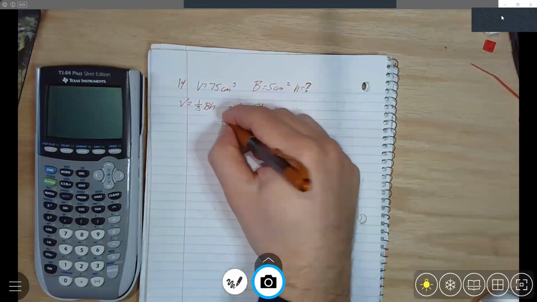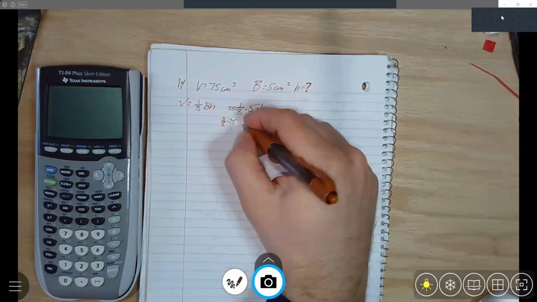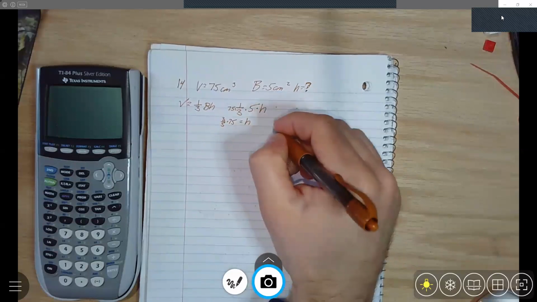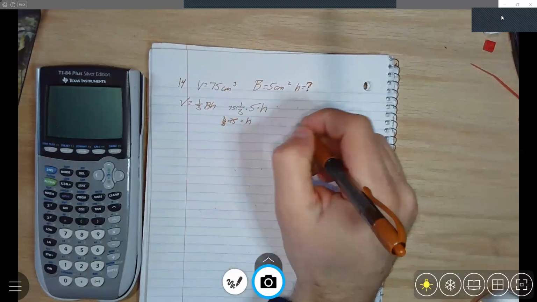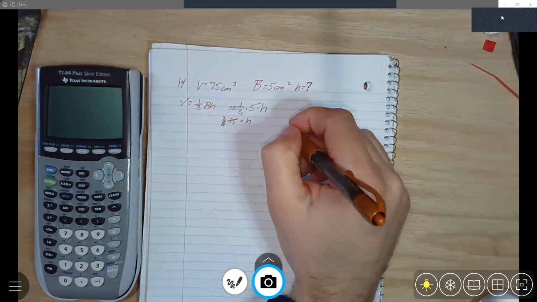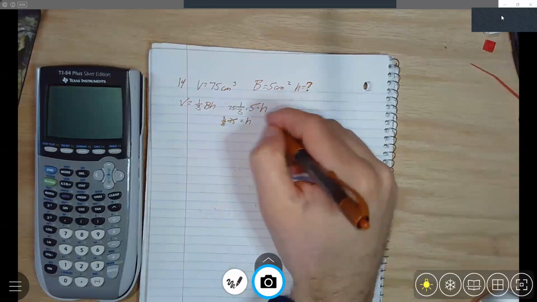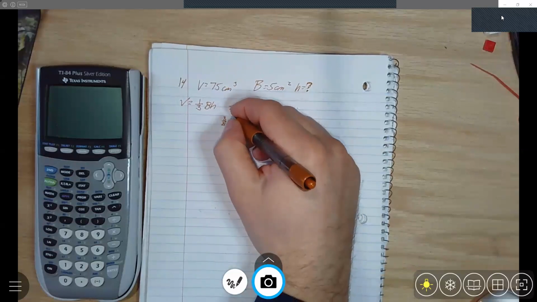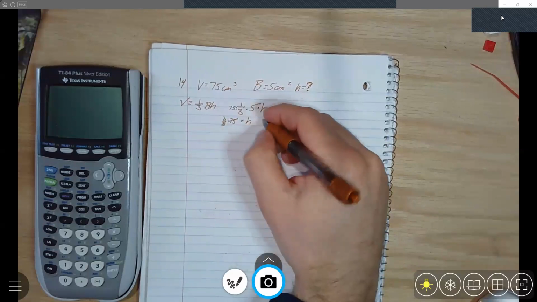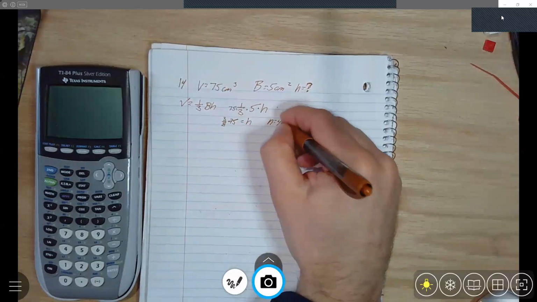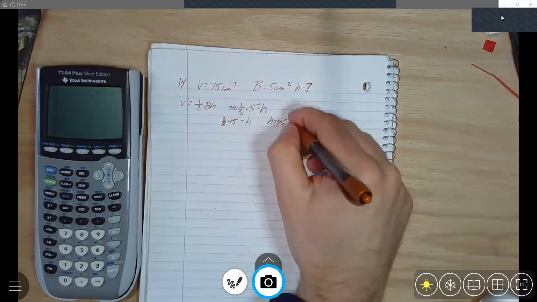So 3/5 times 75 equals h. And so 5 goes into 75 15 times, and 15 times 3 is 45, so the height is 45. And we're in centimeters.